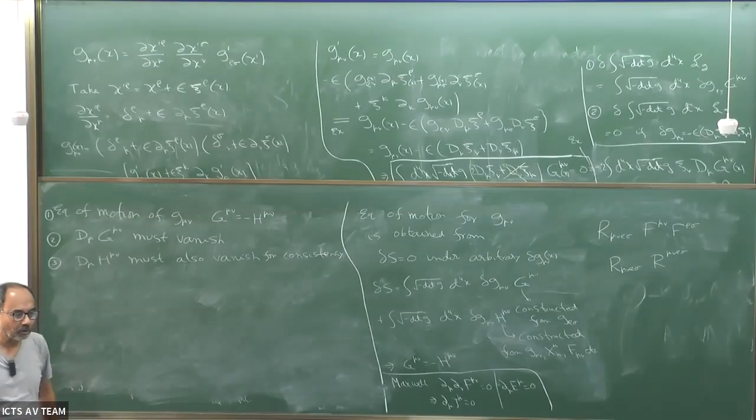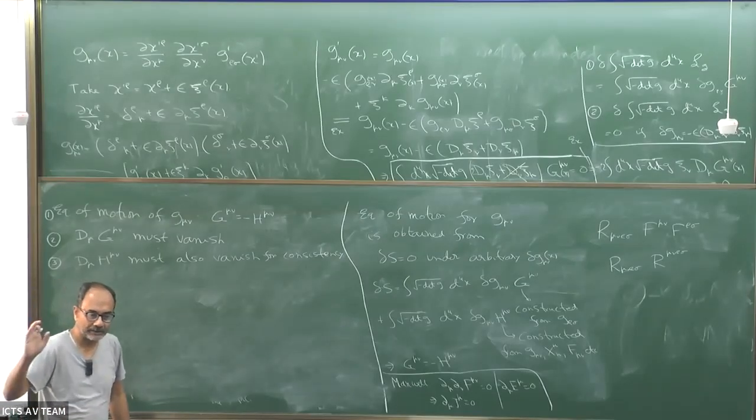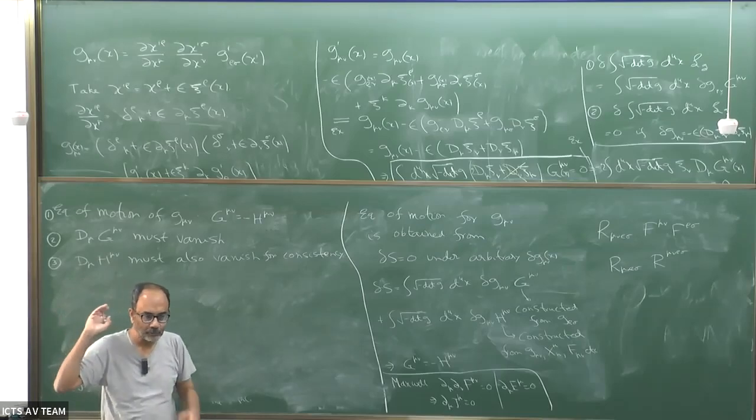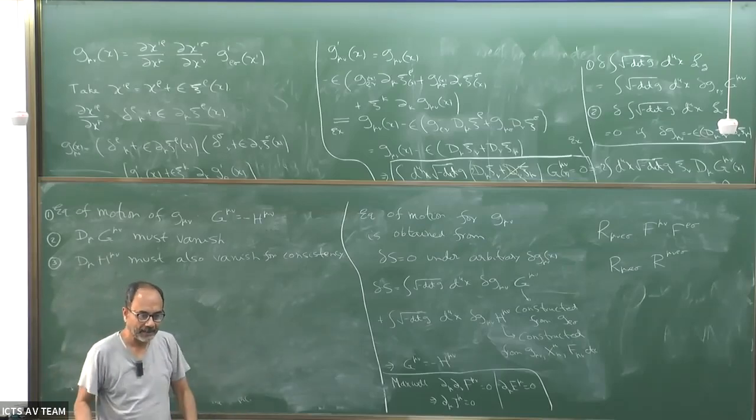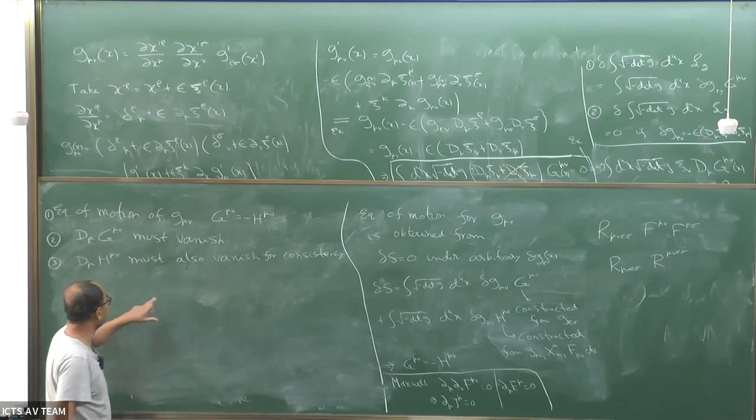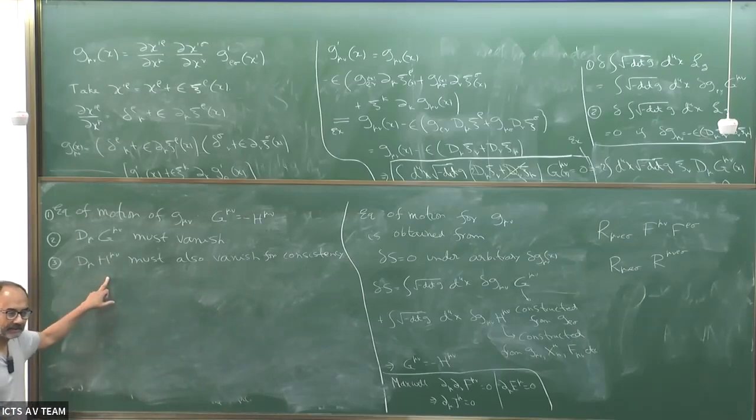If you don't care that the sources satisfy an equation of motion, and you decide, okay, these are my sources, I give you this, and then you find the solution, then you have to ensure that this condition is satisfied. Otherwise, nobody will find a solution.